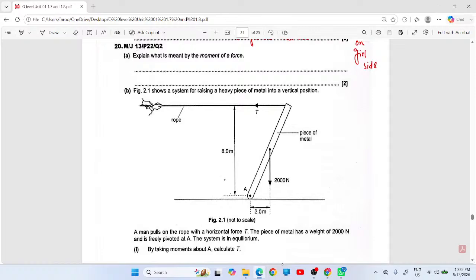States that explain what is meant by a moment of a force. So the product of force and perpendicular distance from the pivot of that force.